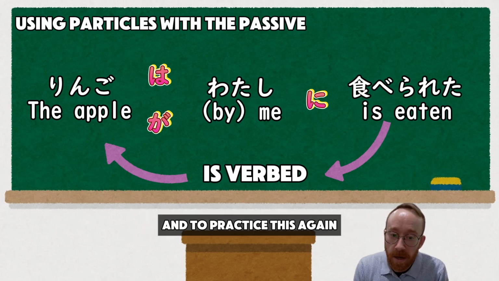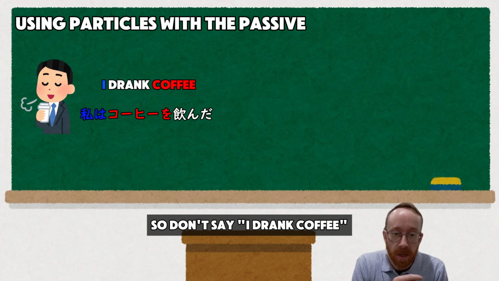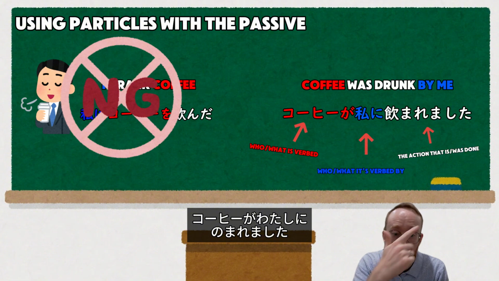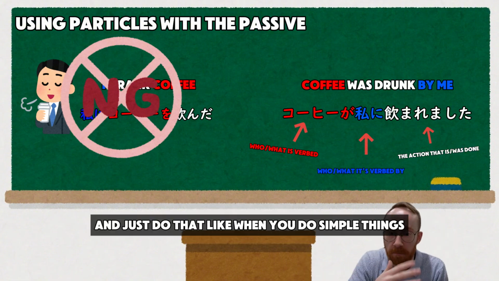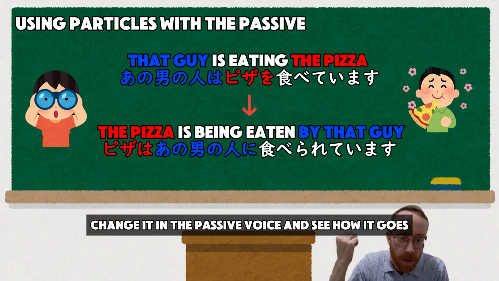And to practice this, again, I just recommend doing what you did earlier, but actually adding the doer. So don't say, I drank coffee. Say, coffee was drunk by me. Kohi ga watashi ni nomaremashita. And just do that, like when you do simple things. If you see somebody do something, change it in the passive voice and see how it goes.